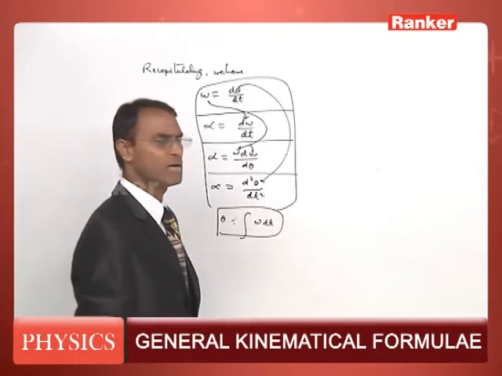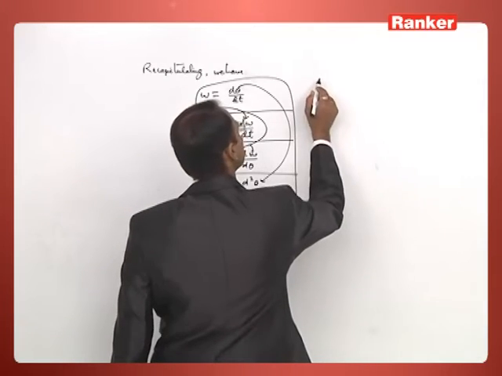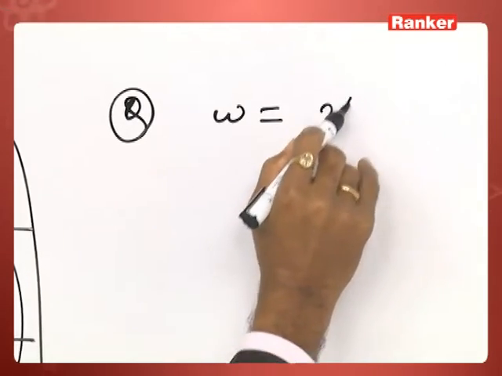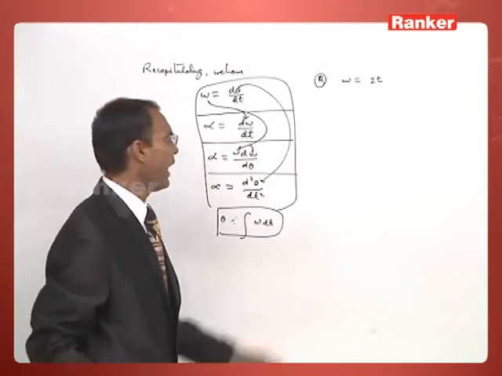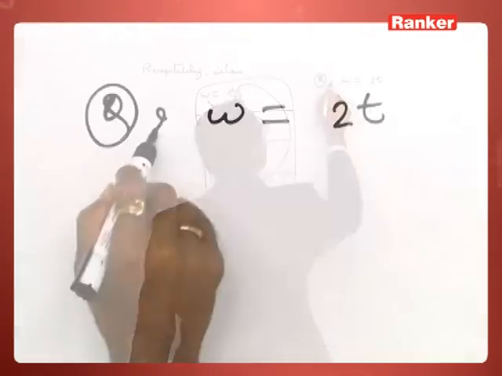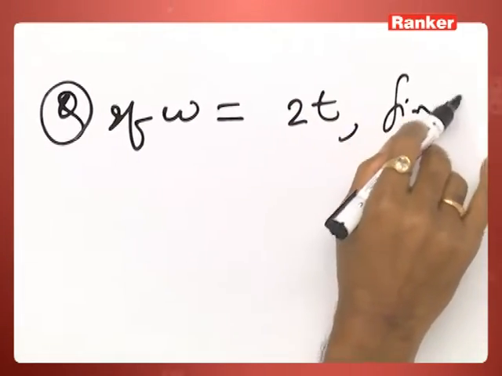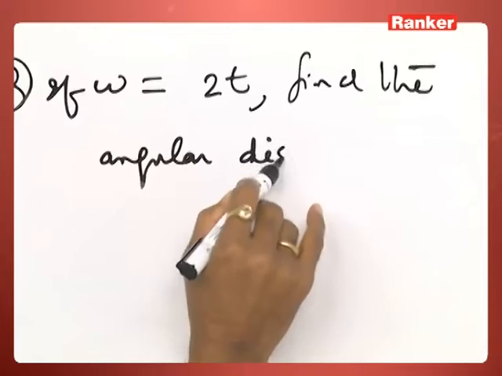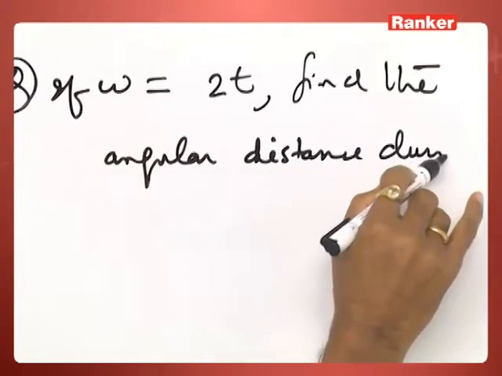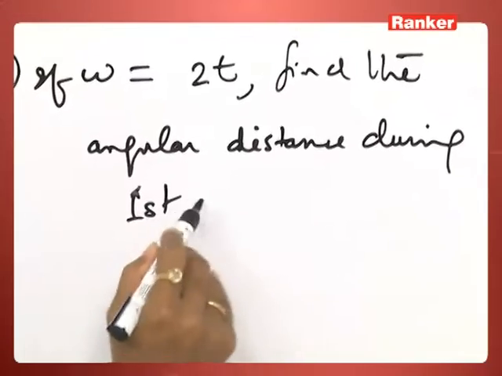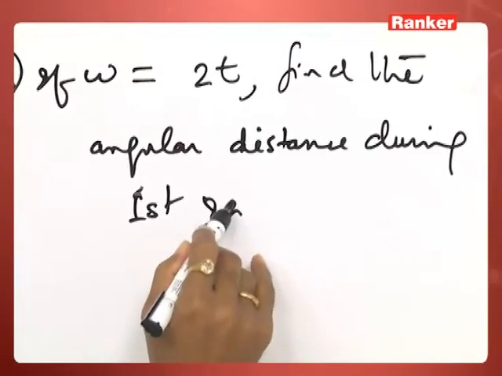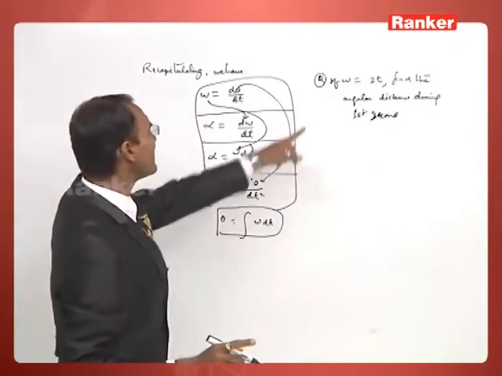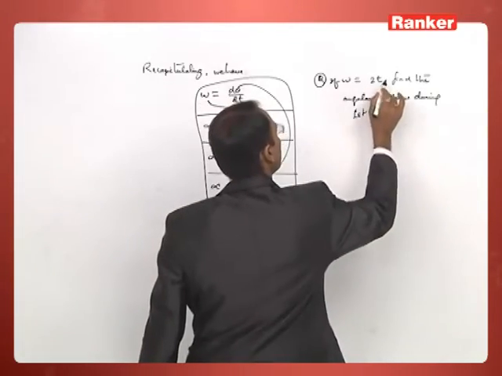Here I may take a small example for you. For instance, omega is equal to 2t. Angular speed changes in this way. Find the angular distance during first second. During first second, what is the angular distance covered by the body?